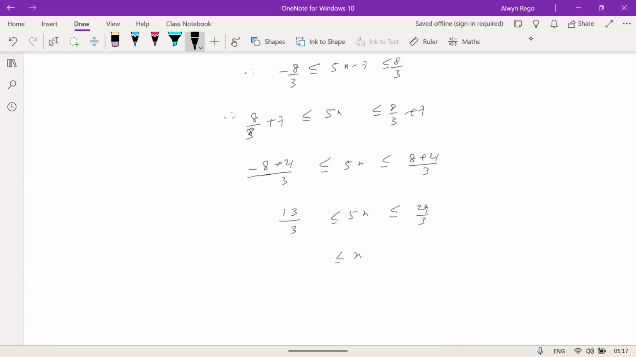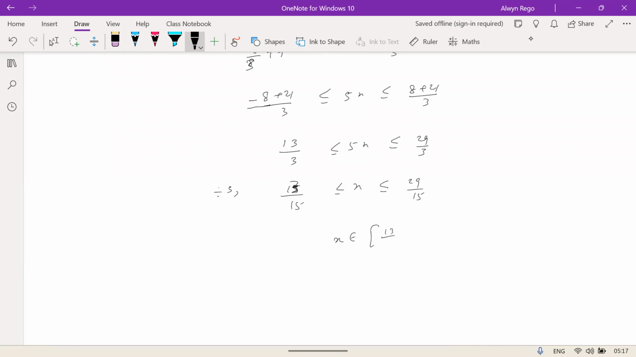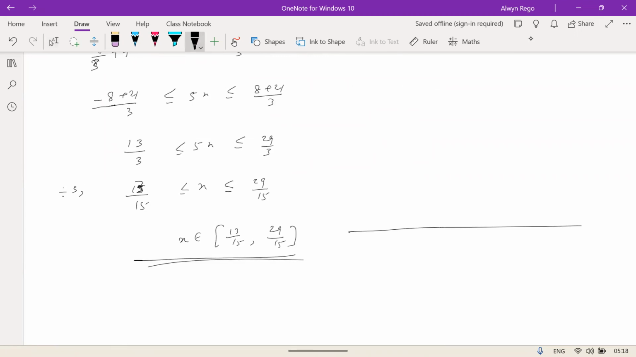Therefore, dividing by 5 throughout, you get 13/15 is less than or equal to x is less than or equal to 29/15 here. Therefore, x must belong to the closed interval [13/15, 29/15]. So this is where you'll find your solutions. So you have 13 by 15 and 29 by 15. So this is where you will find your solutions.